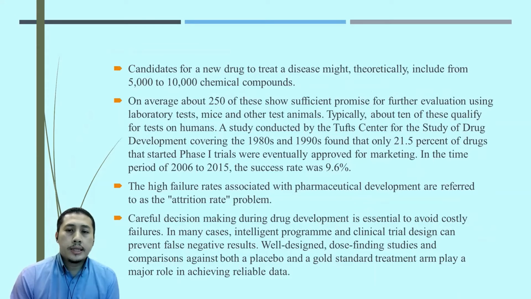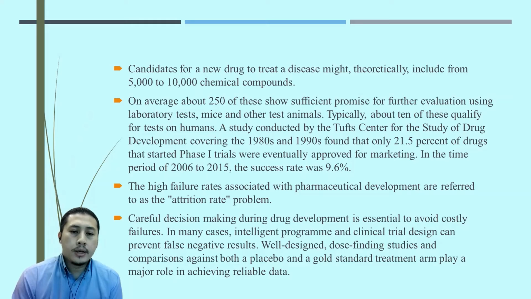Candidates for a new drug to treat a disease might theoretically include from 5,000 to 10,000 chemical compounds. On average, about 250 of these show sufficient promise for further evaluation using lab tests, mice, and other test animals. Typically, about 10 of these qualify for tests on humans. A study conducted by the Tufts Center for the Study of Drug Development, covering the 1960s to 1980s, found that only 21.5% of drugs that started phase 1 trials were eventually approved for marketing. Okay, only about 25% from phase 1 trials were eventually marketed. In the period 2006 to 2015, the success rate actually declined to 9.6%.